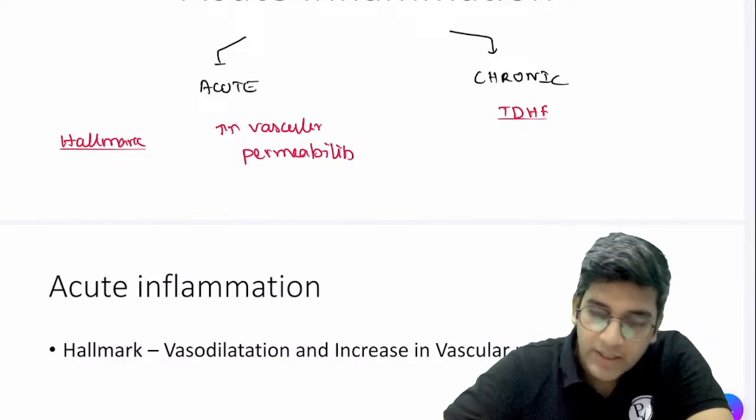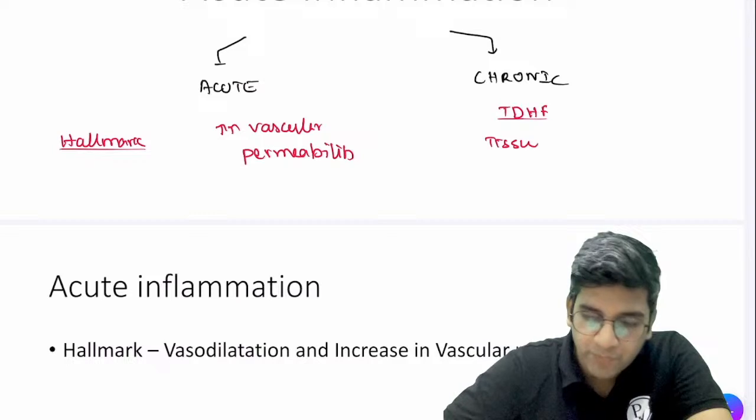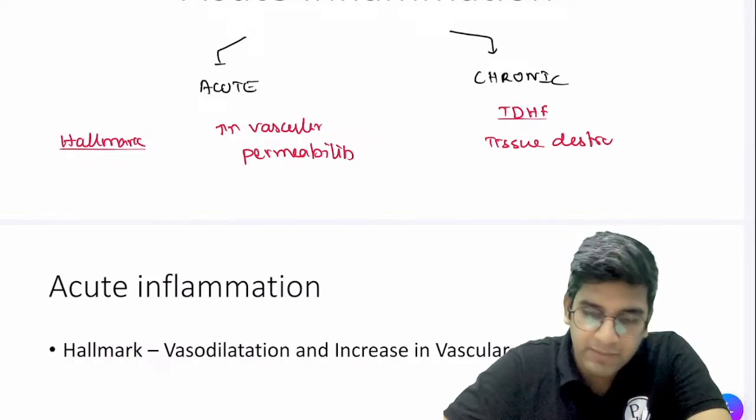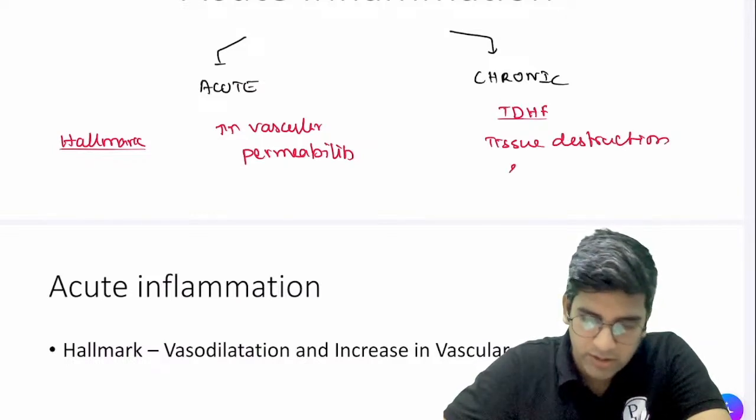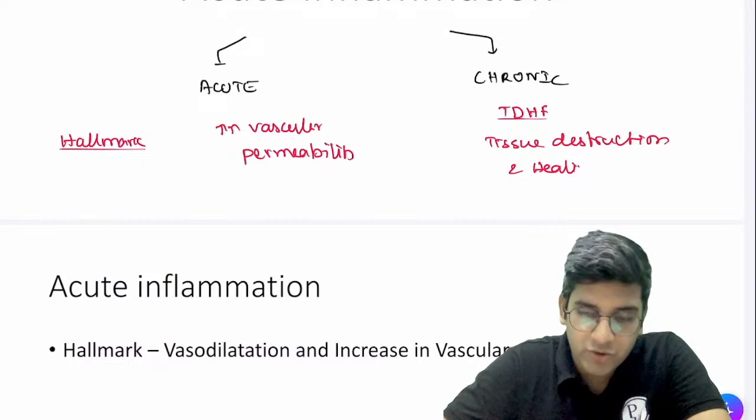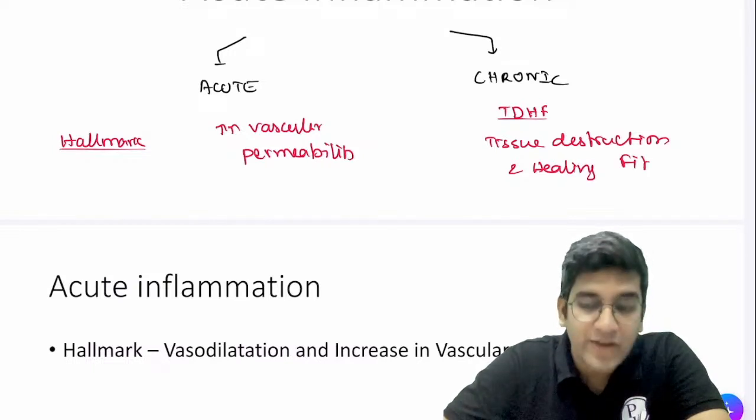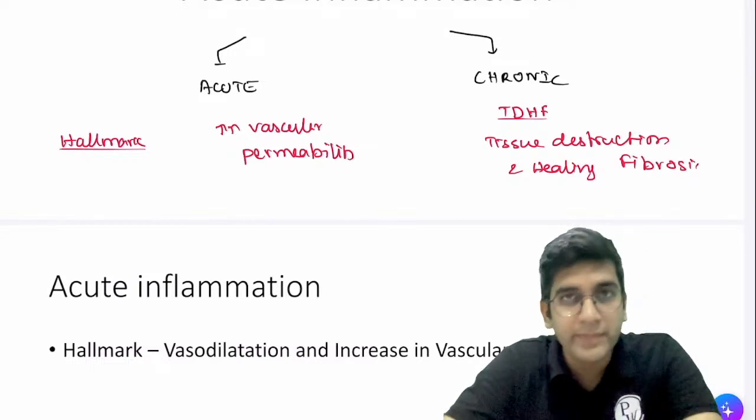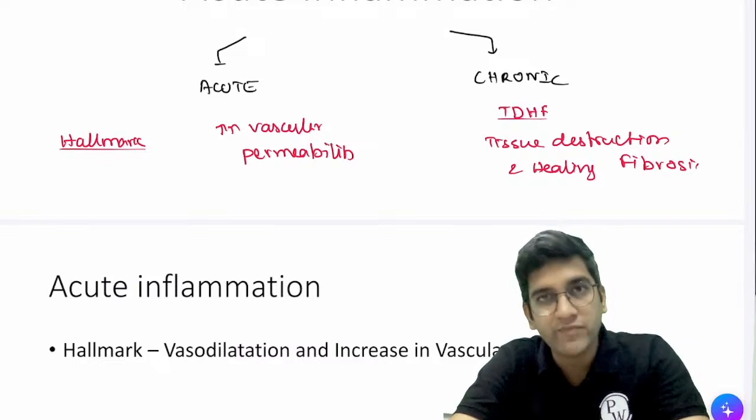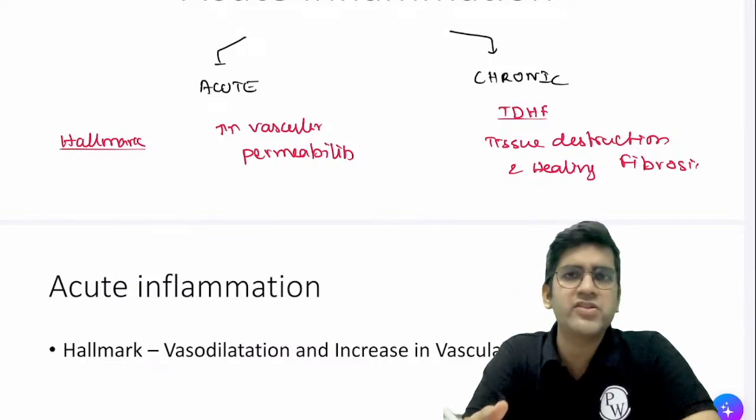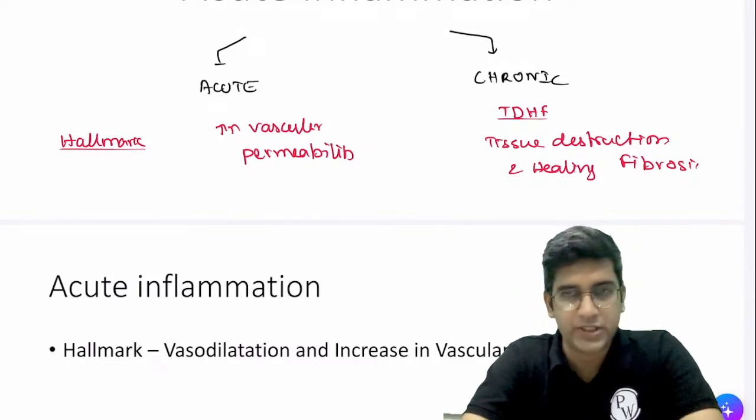Fine. Okay. So TDHF stands for tissue destruction and healing by fibrosis. That's your hallmark of chronic inflammation. So wherever you have chronic inflammation, the tissue will be destroyed and the tissue will heal obviously by fibrosis. And acute inflammation generally does not heal by fibrosis or a scar tissue, right?